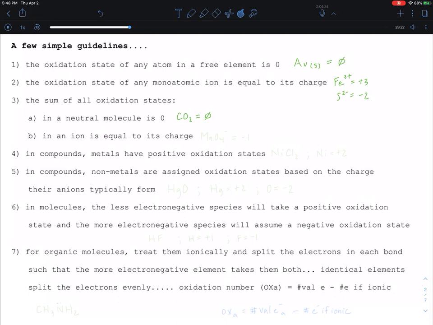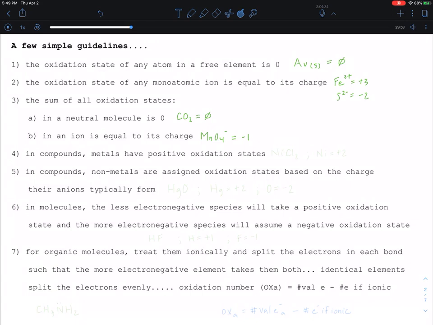In an ion, you're going to sum up all the oxidation states. If you have a polyatomic ion, cation or anion, then the total oxidation state is going to be equal to its charge. For example, the permanganate anion, MnO4, the whole thing has a negative one charge. So the oxidation state of the entire ion is negative one.